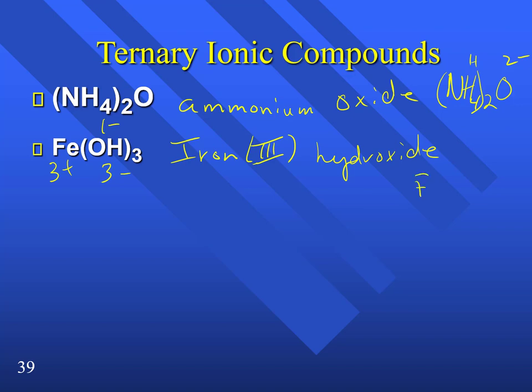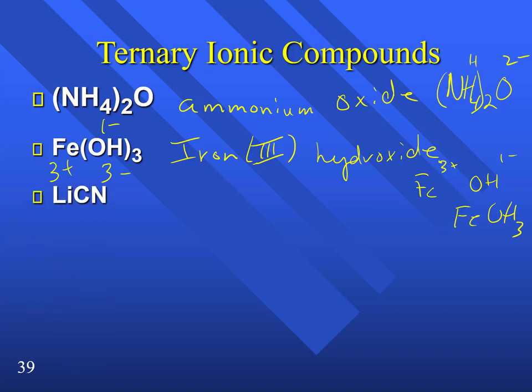Now, if you're going the other way, iron's 3 plus, OH is 1 minus. People are tempted to do the crisscross and write FeOH3. But that says 3 hydrogens, not 3 hydroxides. Again, do you see the need for the parentheses?